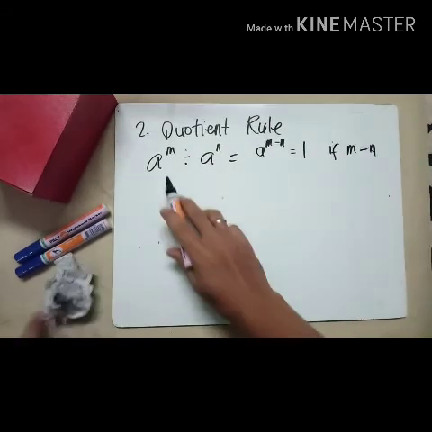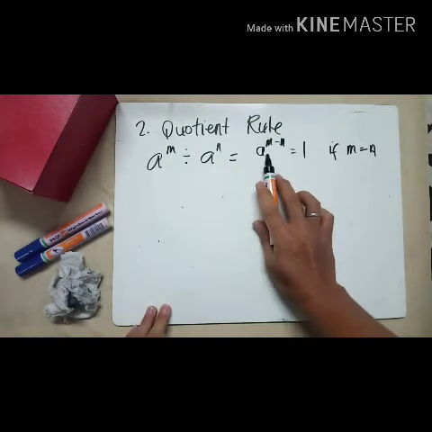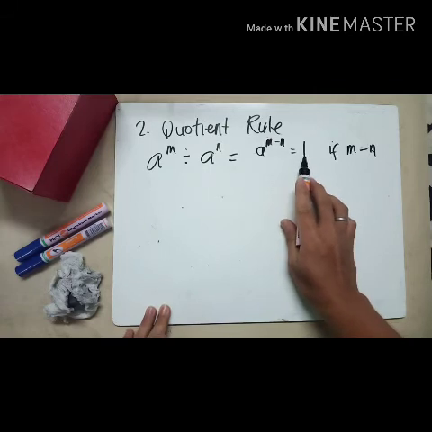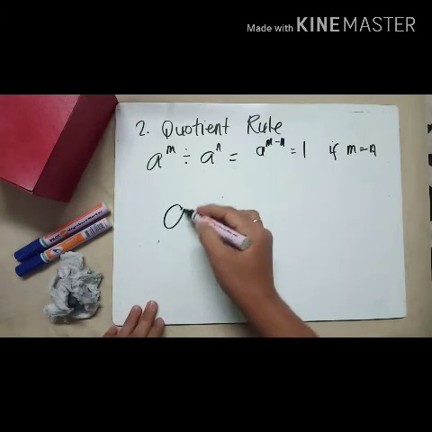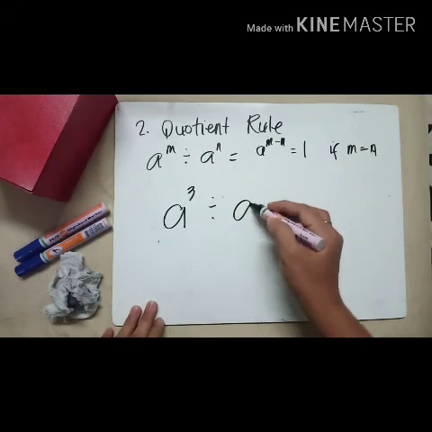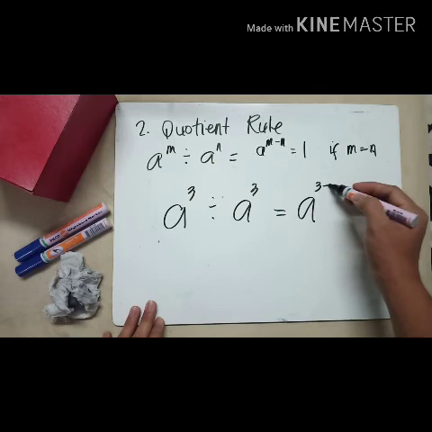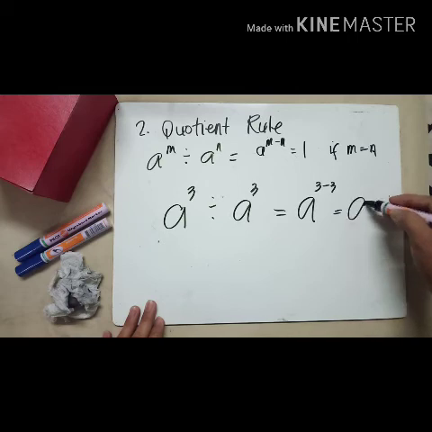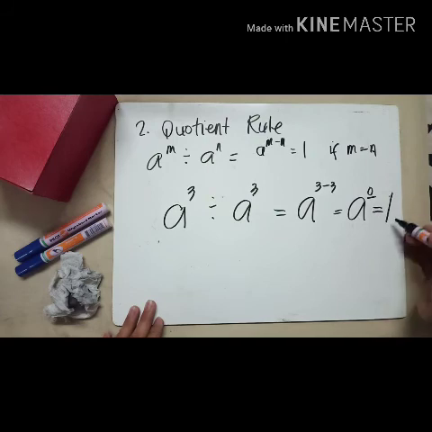And for the last one, a raised to the power of m divided by a raised to the power of n is equal to a raised to the power of m minus n, which is equal to 1 if m is equal to n. For example, a raised to the power of 3 divided by a raised to the power of 3. So that will become a raised to the power of 3 minus 3. So 3 minus 3, that is 0, right? So a raised to the power of 0. And all numbers or variables with 0 exponent is equal to 1.